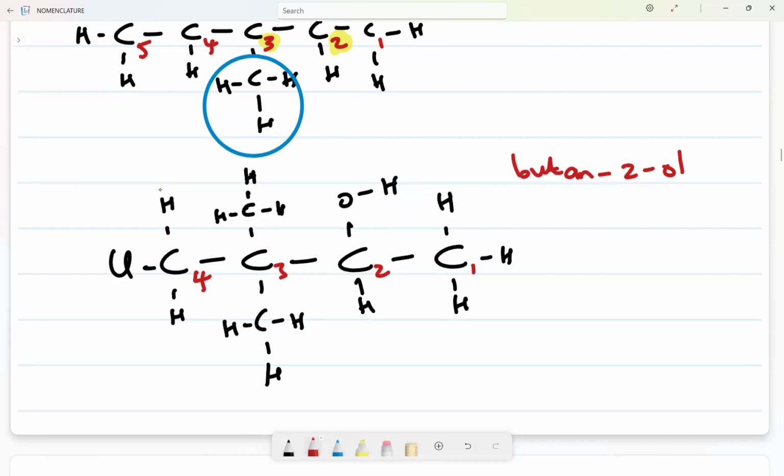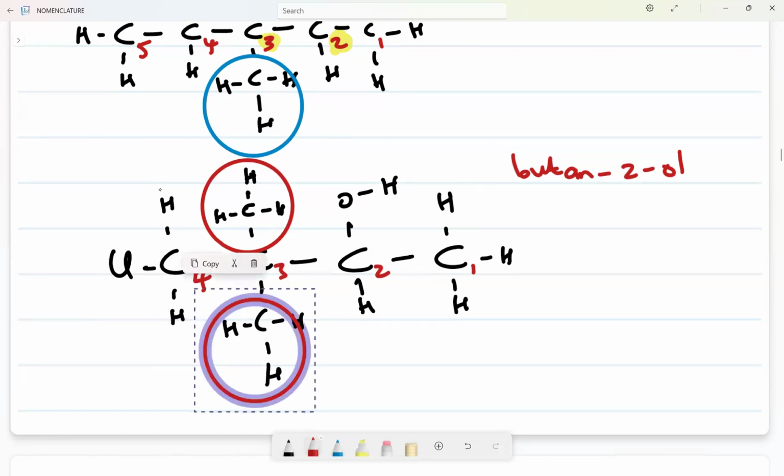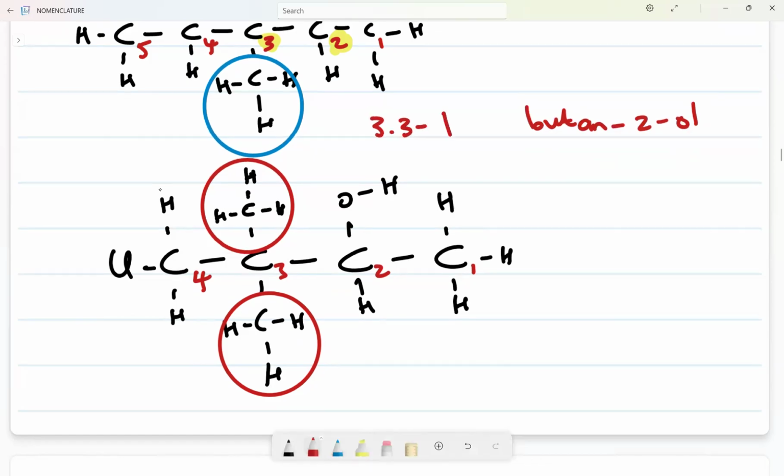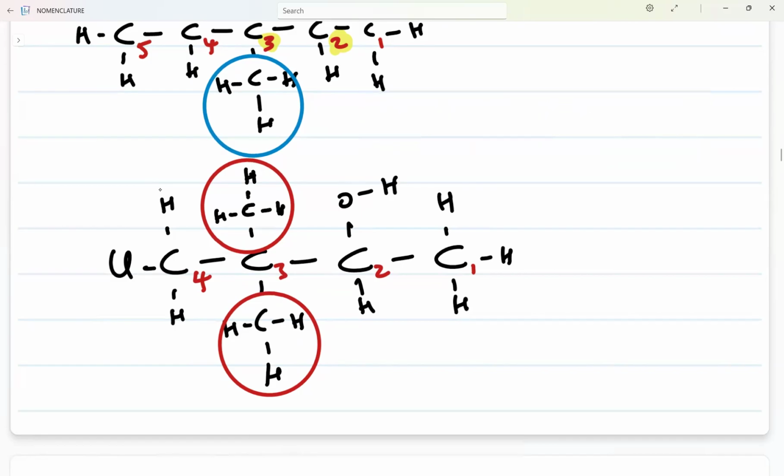But that's not all I met. On carbon number 3, I met a methyl. I met a methyl here, I also met a methyl there. So I say, okay, I met two methyls. So I'll say 3,3 because they are on the same position. Di, there are two of them. Methyl, butane. This is now the IUPAC name for this compound.